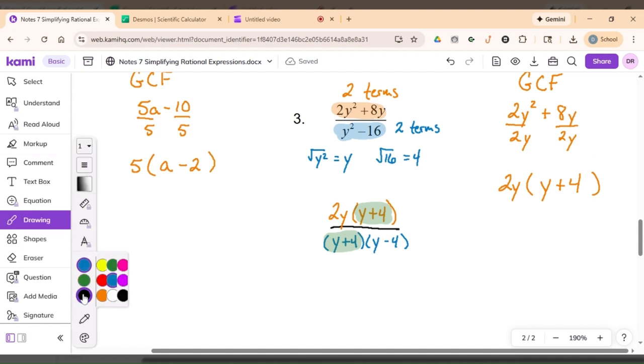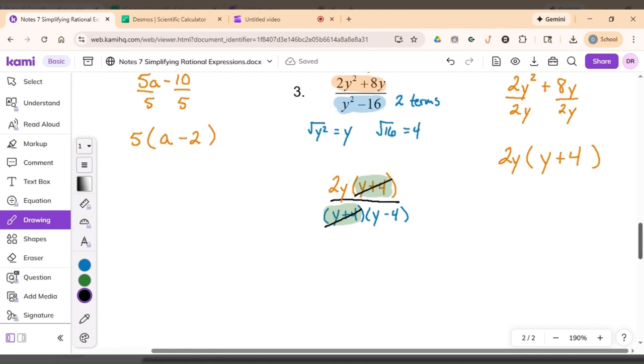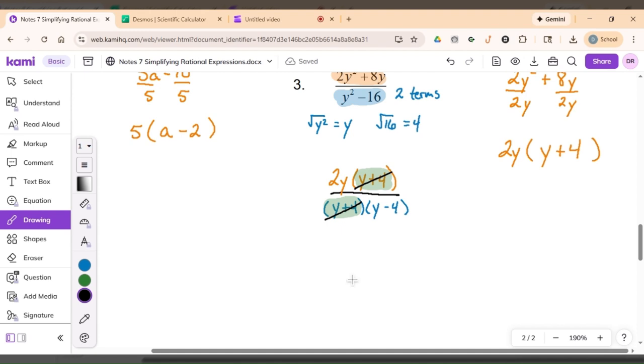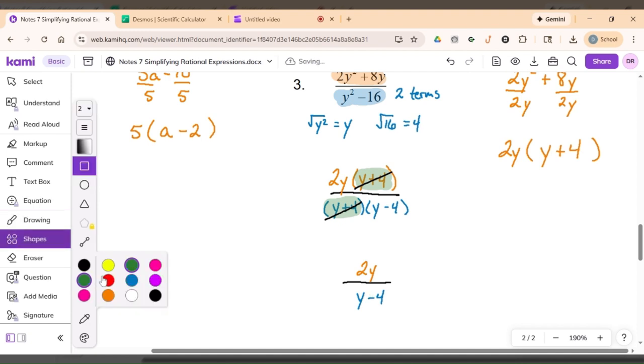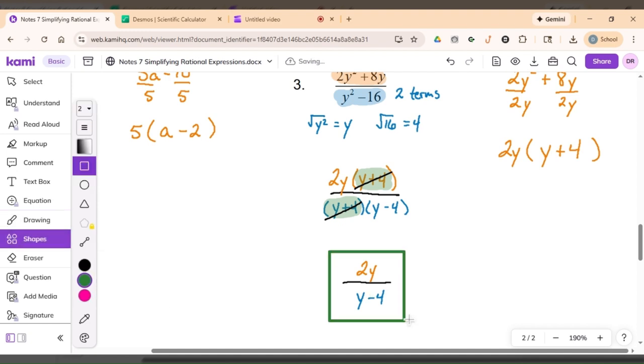And in this case, we have a y plus 4 in both the numerator and denominator that cancel away the whole thing, the whole quantity. And after you do that canceling, you're going to be left with 2y in our numerator and a y minus 4 in the denominator that we do not need parentheses for anymore. Okay, so those 2 things right there, a 2y and a y minus 4. Great.